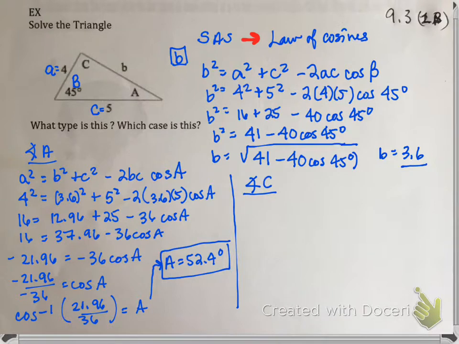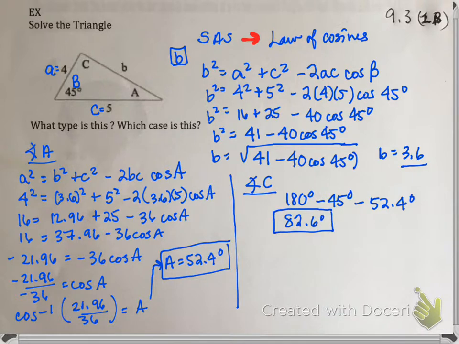Angle C, I luck out because I can use the value that the interior angles of a triangle sum to 180 degrees. So what I'm going to do here is take 180 less angle B, which was 45 degrees, less angle A, which I just found, which was 52.4 degrees. And when I subtract the three of those, I get 82.6 degrees, and that is angle C.